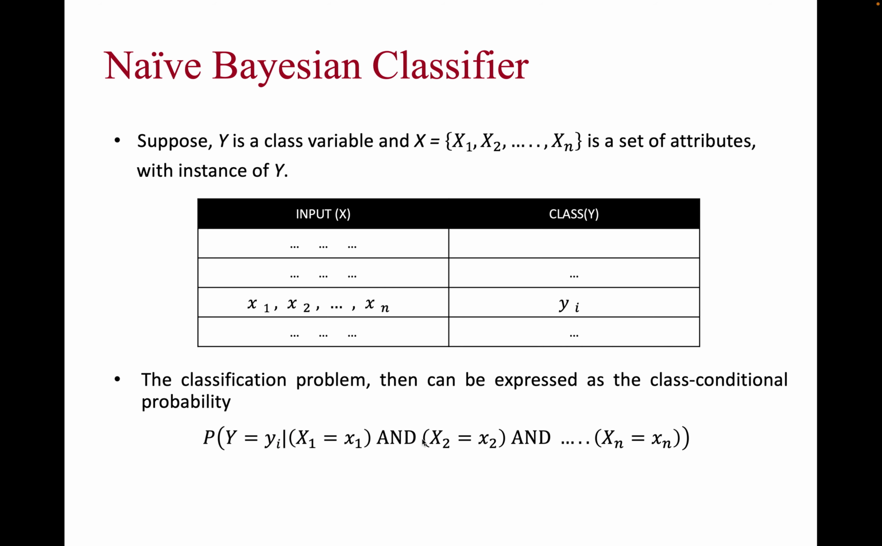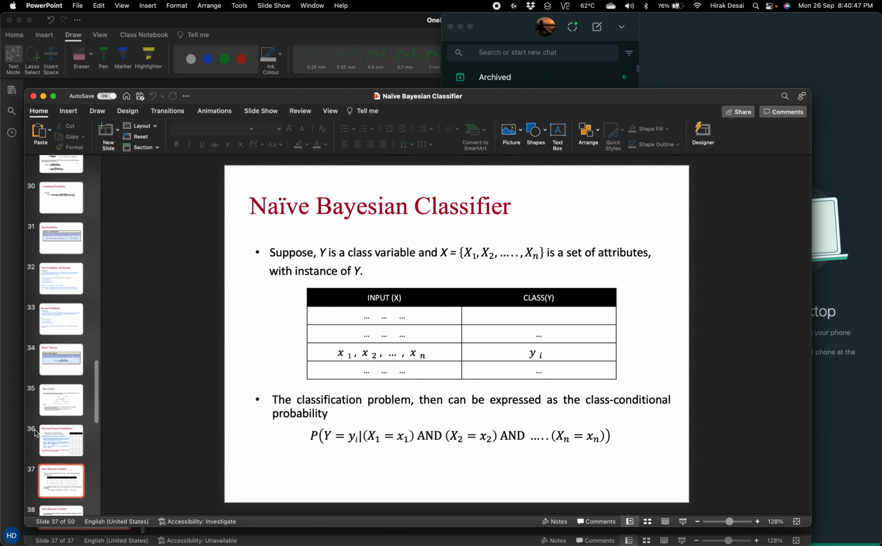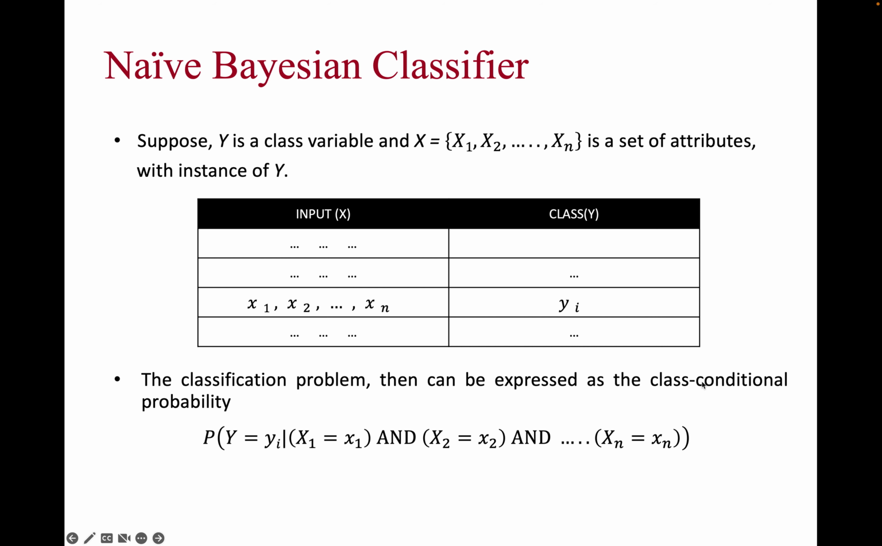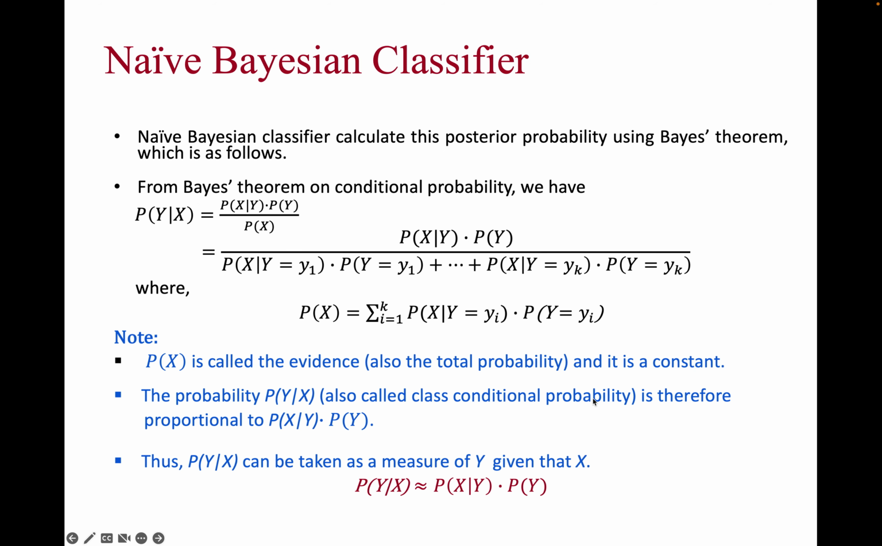Naive Bayesian classifier. Suppose y is a class variable, and X equals x1, x2, ..., xn is a set of attributes with an instance of y. Naive Bayesian classifier also calculates the posterior probability using Bayes' theorem as follows.